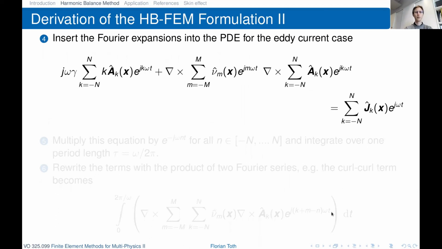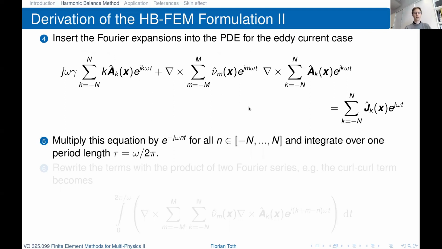Okay, and now we can actually plug this Fourier series expansion into the PDE. This gives us a very lengthy equation with a lot of Fourier series. And additionally, or most notably, we have here a term where we actually multiply two Fourier series, the one for the material parameter nu and for the curl of the vector potential A.